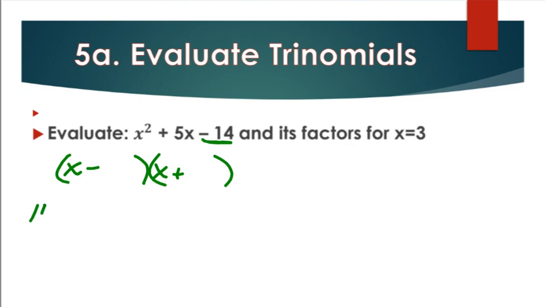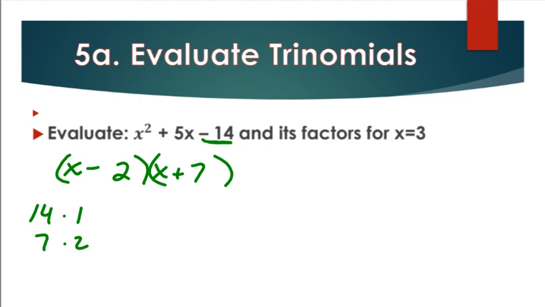You get 14 and 1. You got 7 and 2. Those are the only ones. The only ones that have a difference of 5 is 7 and 2. So this would be 2, and this would be 7. And so now its factors for x equals 3.